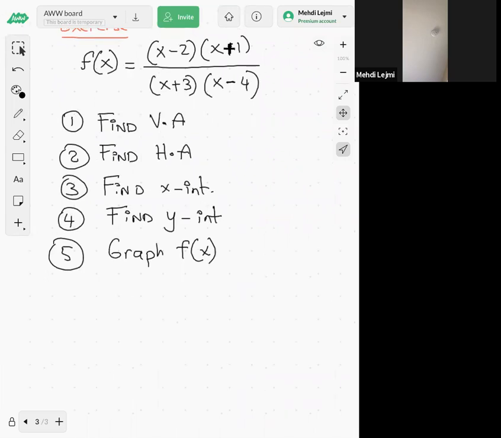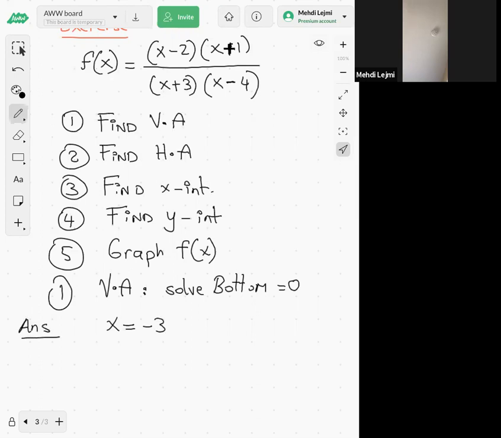So for number 1, the vertical asymptote. We have to solve the bottom equal to 0. If you solve the bottom equal to 0, you're going to have x equal to negative 3 and positive 4. So the answer for number 1 is -3 and +4. That's the vertical asymptotes.